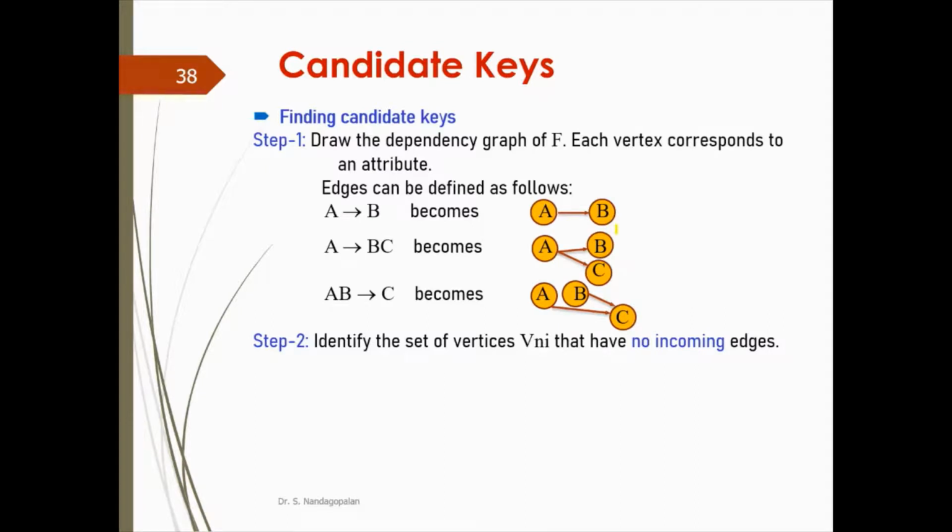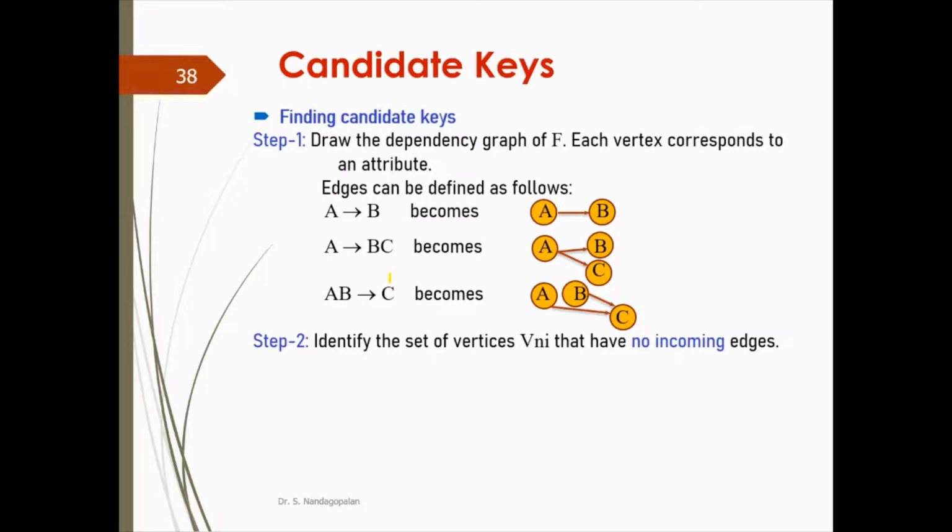That's the concept of step 2, in which we try to identify only vertices with no incoming edges, which means, in other words, that we are trying to find all the vertices which appear only on the left hand side. Remember, the attributes could appear only on the left, only on the right, or on both sides, left as well as right.